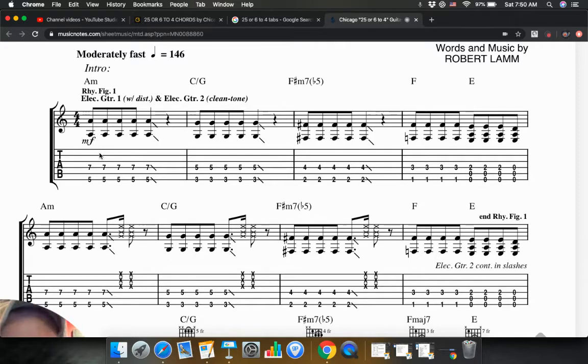Now let me play the music. That was the lead sheet. I could have played the lead sheet like this. I can do whatever I want for a lead sheet. I can do whatever I want. Let me play the music now. The music goes like this.